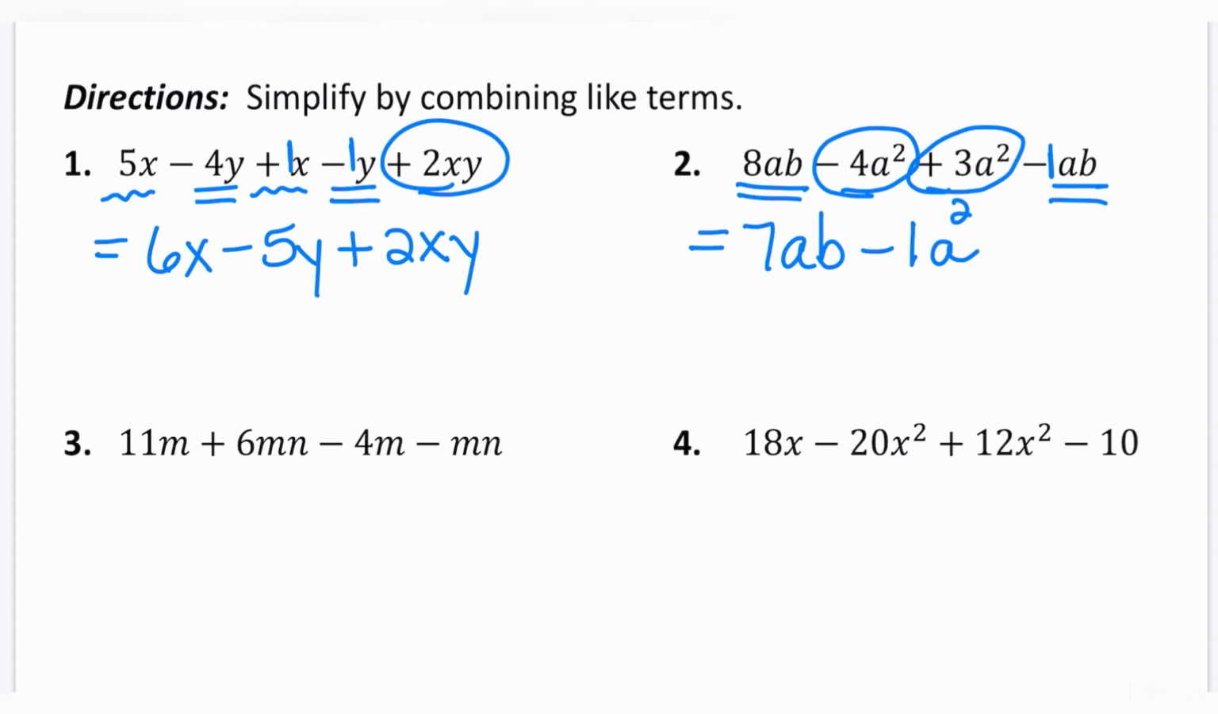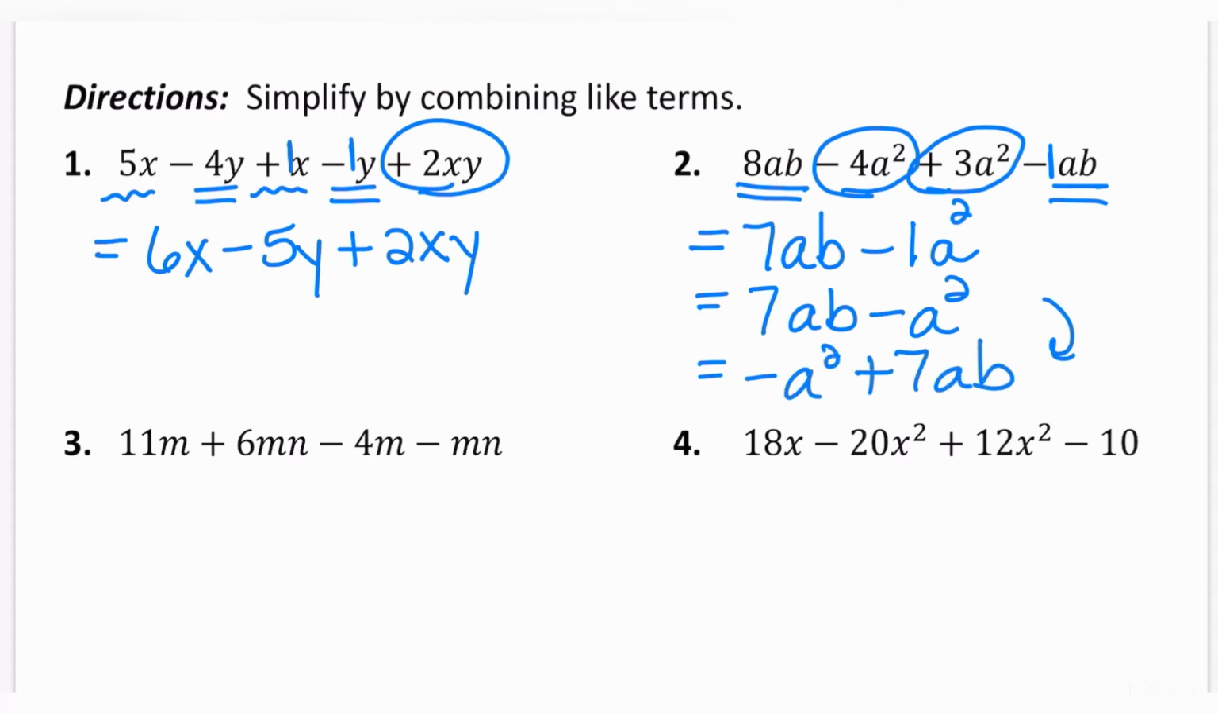And it's not necessary to write the 1 because it is understood when we see the a by itself that it's there. Do I have to write it in this order? No, perhaps you started with the terms that I circled, so your answer would have been negative a squared plus 7ab. These two answers are exactly the same. Hopefully you got it right.